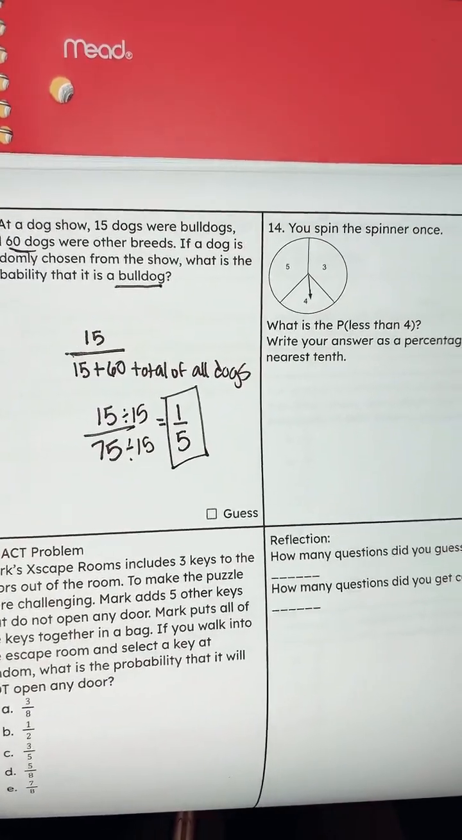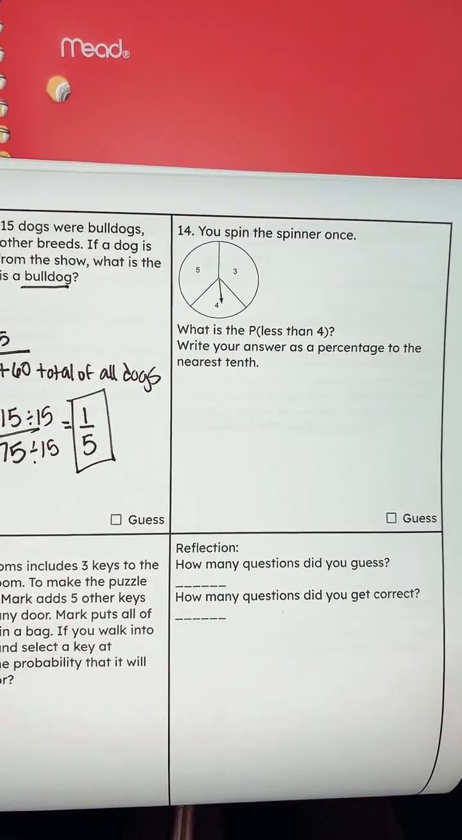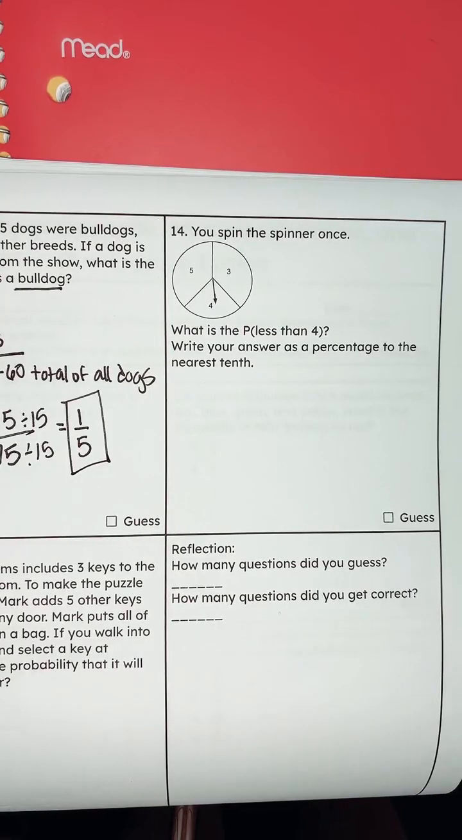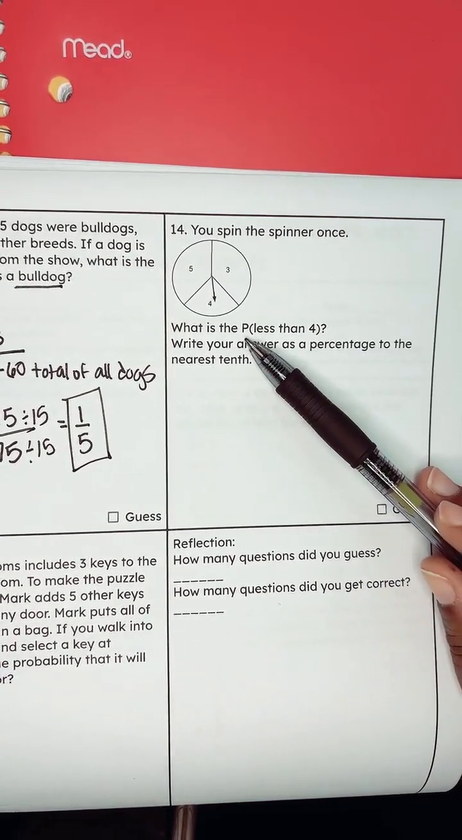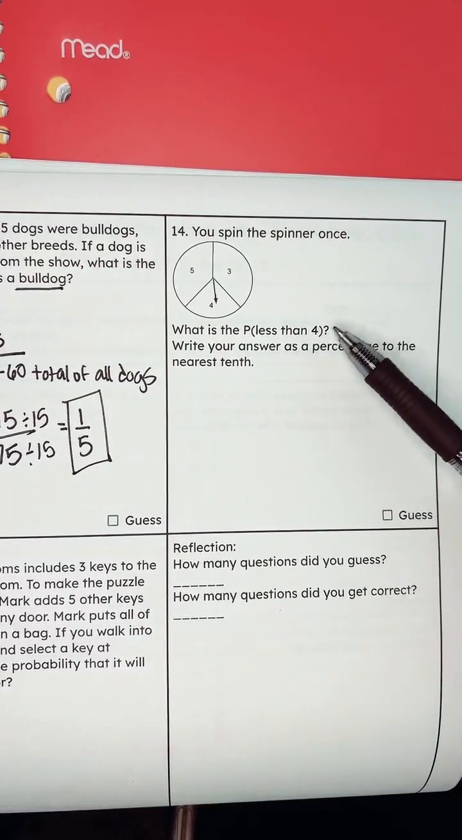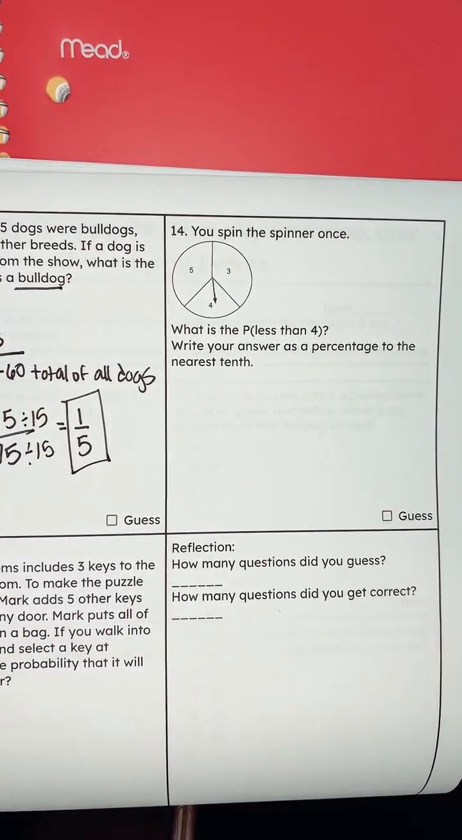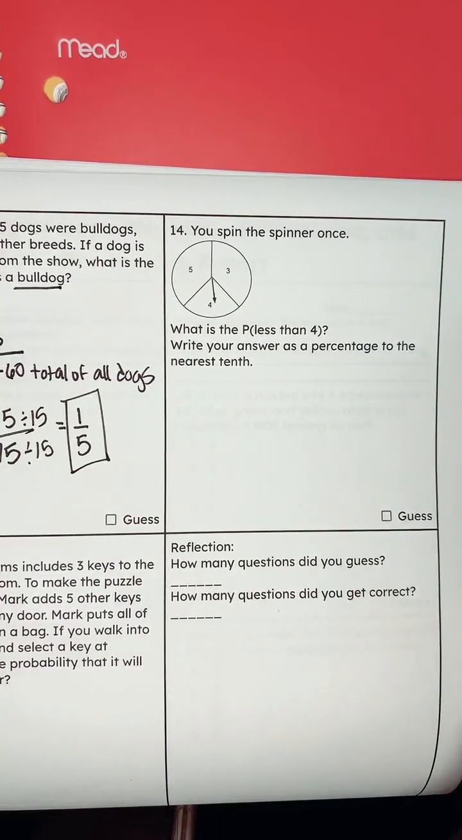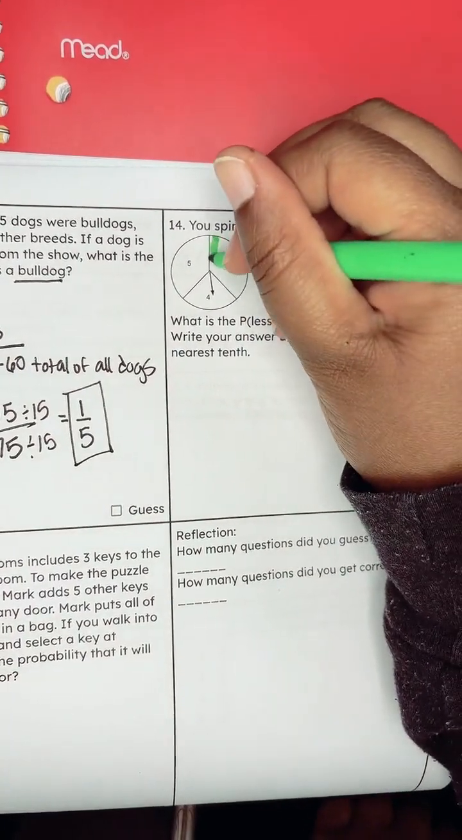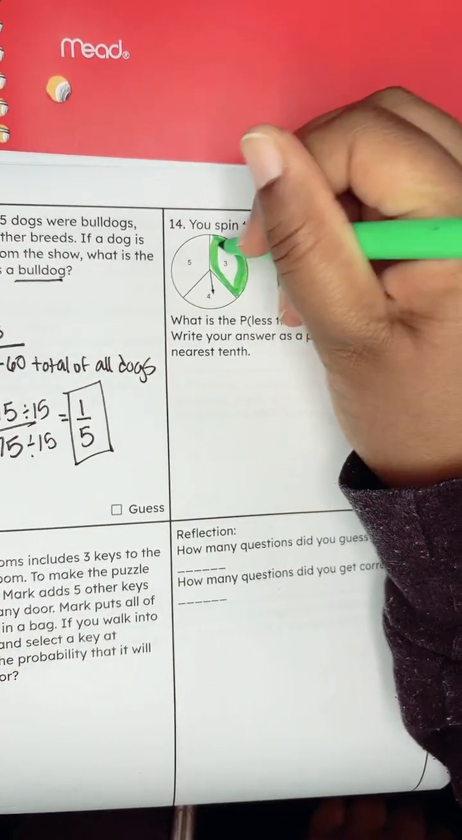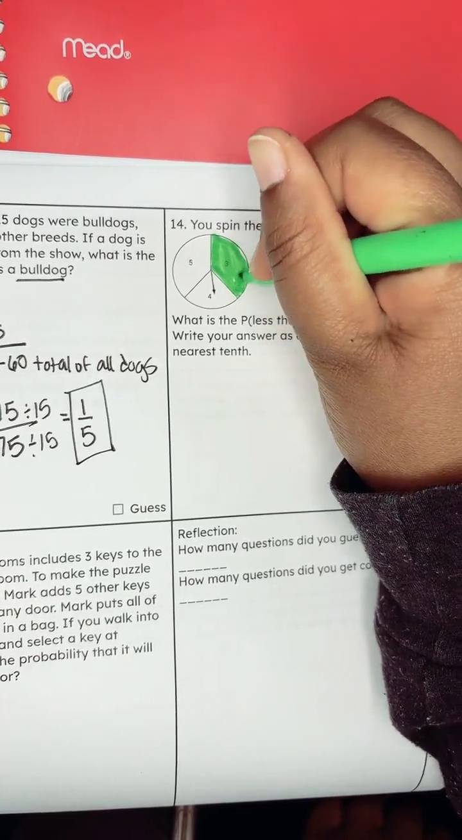Great. All right, let's go to 14. You spin the spinner once. Boom. What is the probability that you end up with less than 4? Sometimes they write the notation like this, you guys, where this P means probability and you're focusing on less than 4. And we want to write our answer as a percentage to the nearest tenth, okay? So the only number that's less than 4 is this piece of the pie.